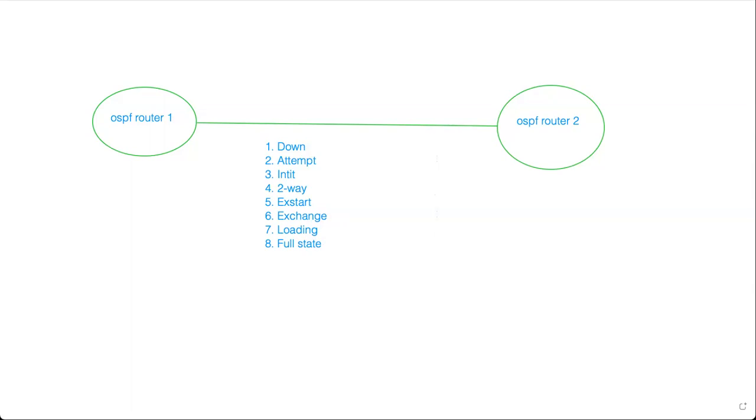So in the down state, both the neighbors will not be talking and they will not start trying to form the neighborship, right? So in the first state, in the down state, both the neighbors don't want to form any neighborship. They will be just sitting in the down state. Okay, so here in the down state, what does this do, guys? The neighborship process has not yet started.